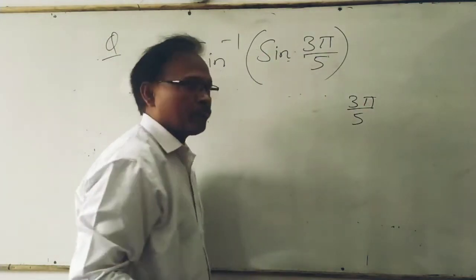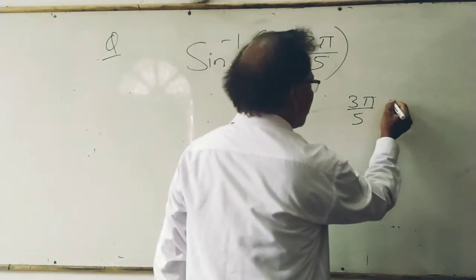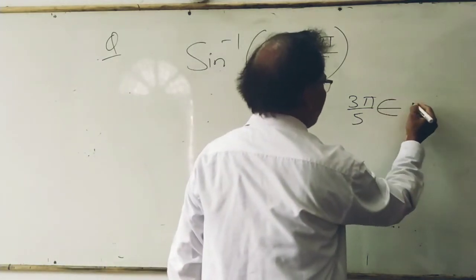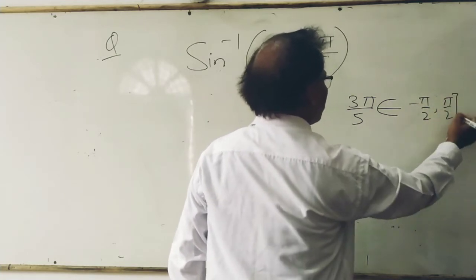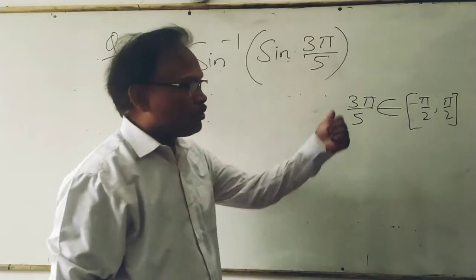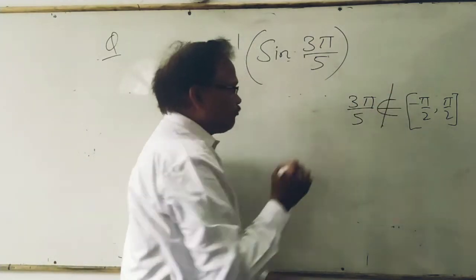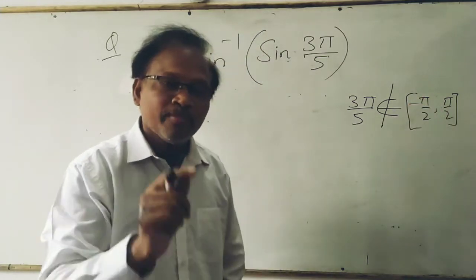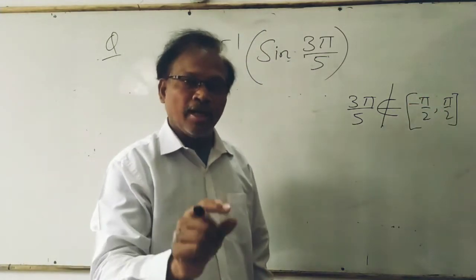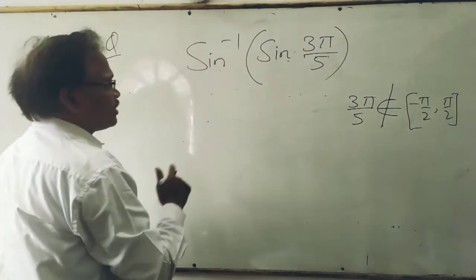तो 3 pi by 5, what is the range? Minus pi by 2 to pi by 2. तो क्या ये इसको बिलोंग करता है minus pi by 2 से pi by 2? Whether it belongs? No, ये बिलोंग नहीं कर रहा. तो if 3 pi by 5 does not belong to minus pi by 2 to pi by 2, it means we have to convert in other way. How to convert?